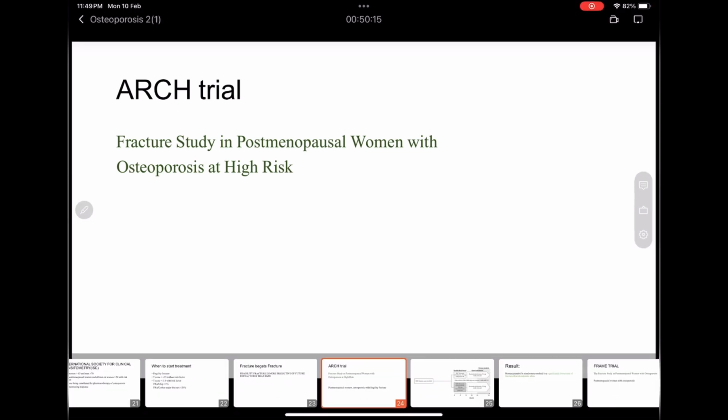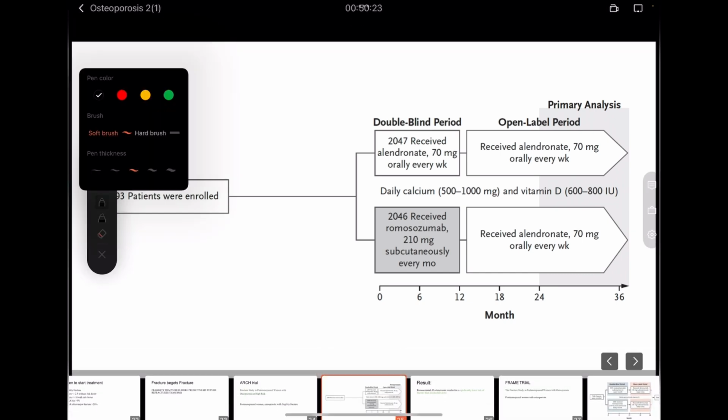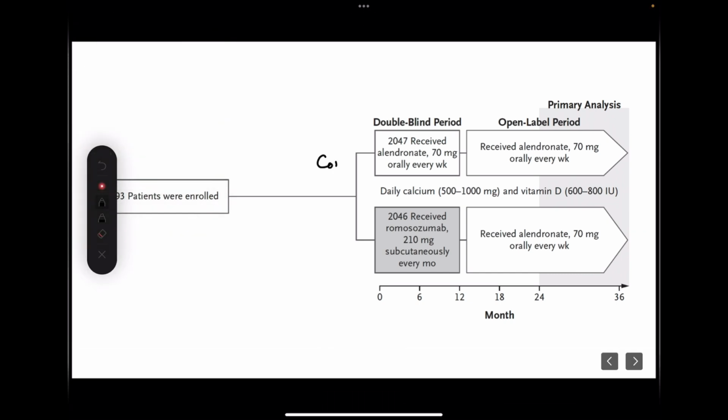The ARCH trial was performed in postmenopausal women who were at high risk. What they did in the ARCH trial is, so this is the control group, this is the case group. In control, they gave alendronate for 1 year, followed by alendronate for 2 more years. But in cases, in the study group, they gave romosozumab for 1 year, followed by alendronate for 2 years.